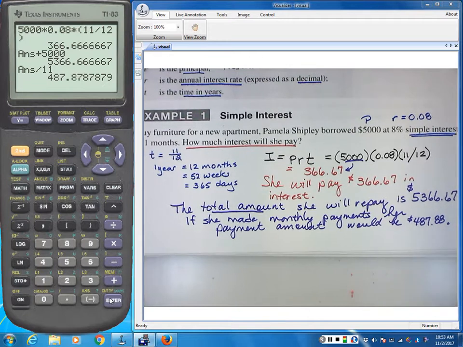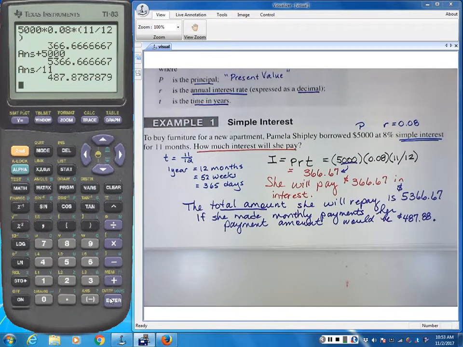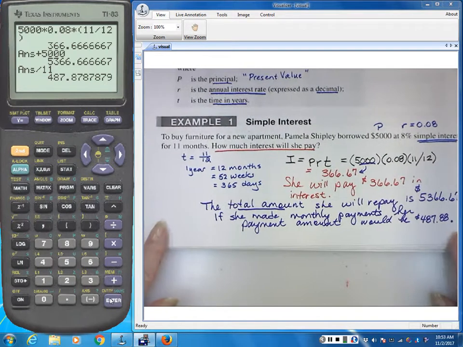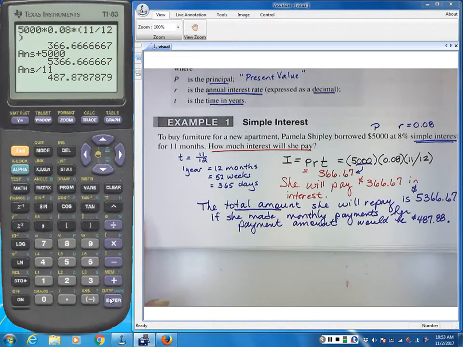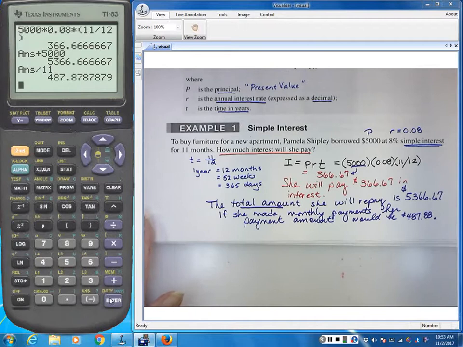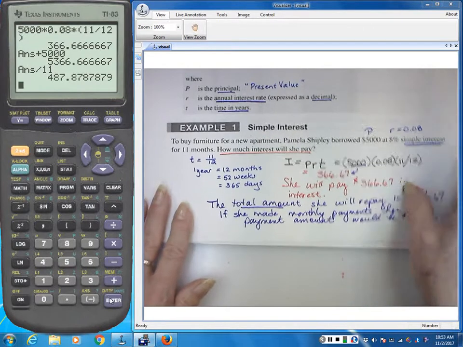Anybody have any other questions on this one? See if I can get this first. Okay, let's look at another one.